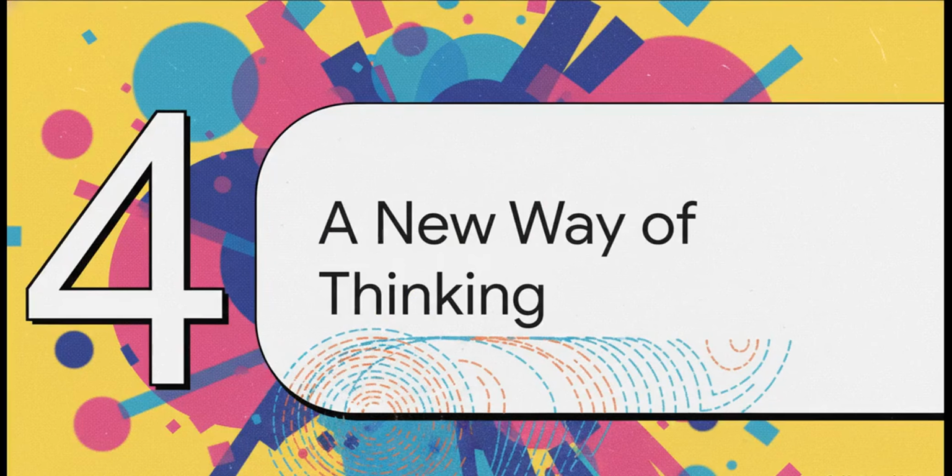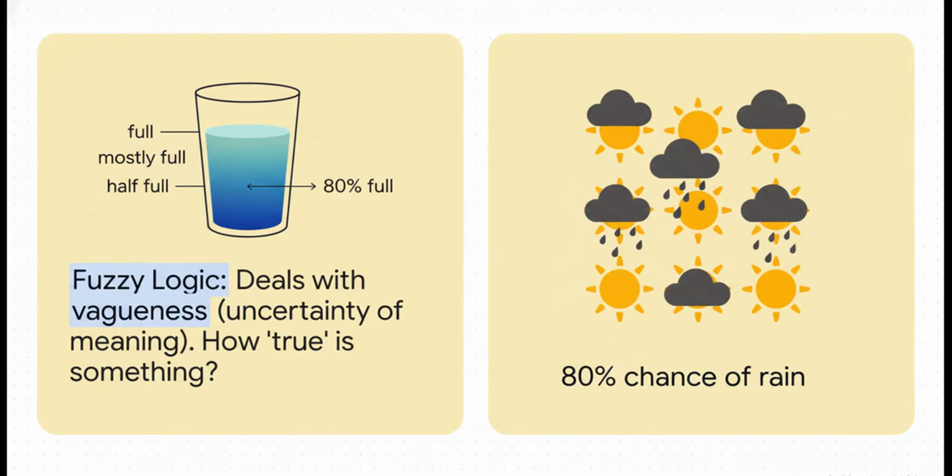But this whole idea is so much more than just a clever programming trick. At its core, it really represents a completely different way of thinking about information and, well, about uncertainty itself. Now, there's one thing that people always get mixed up, so let's clear this up right now. Fuzzy logic is not the same thing as probability. Probability deals with the chance of something happening, like an 80% chance of rain. But fuzzy logic deals with the ambiguity of meaning, like saying a person is 80% tall. One is about randomness, the other is all about vagueness.